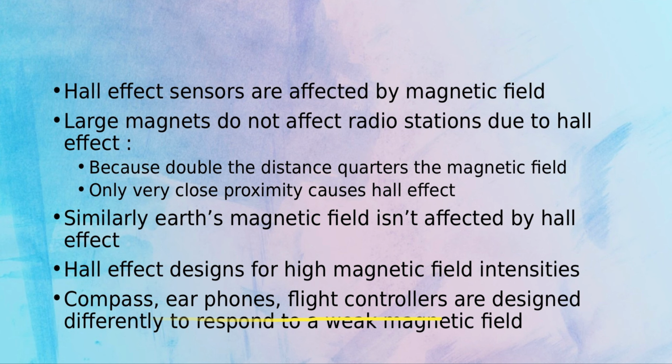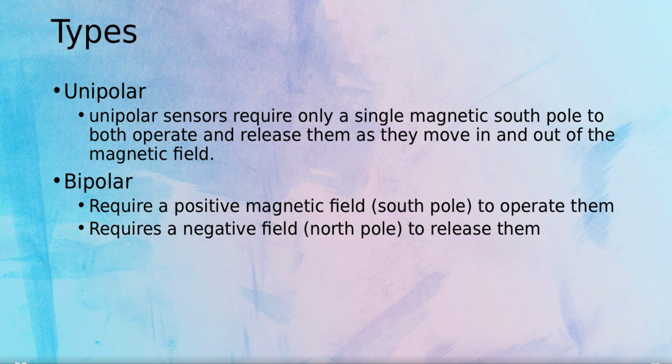Moving on, let's see the types of Hall effect sensors. There are two types: one is the unipolar and the other is the bipolar. By the name, it's very evident that unipolar has something to do with a single direction, or something single, and bipolar has something to do with bi, or two things.